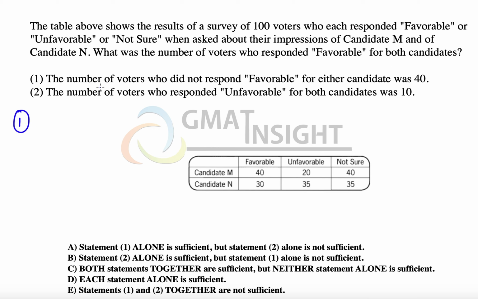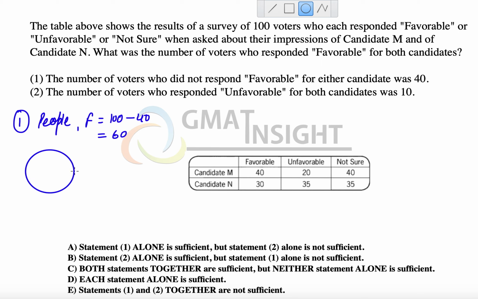The first statement says that the number of voters who did not respond favorable for either candidate is 40. So the people who did not respond favorable for either candidate is 40. That means people who responded favorable should be equal to 100 minus 40, that is equal to 60. Now we can quickly draw the figure here.